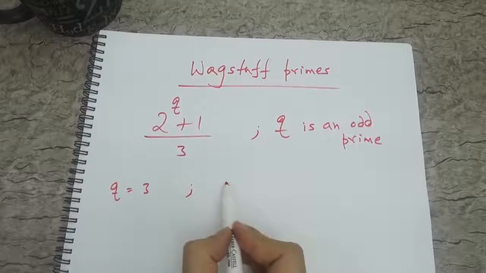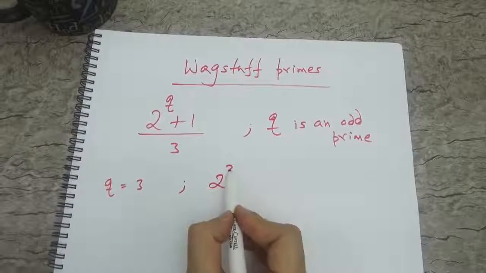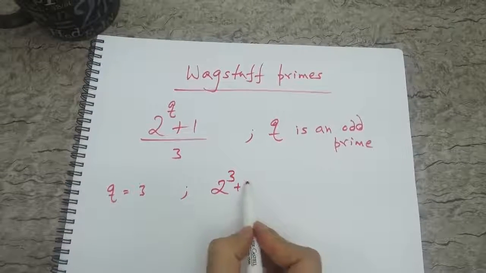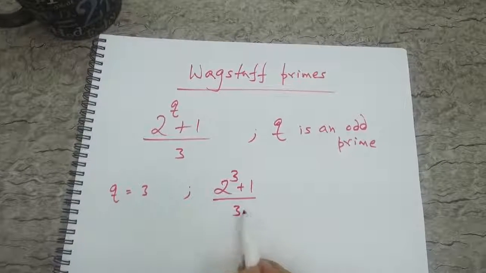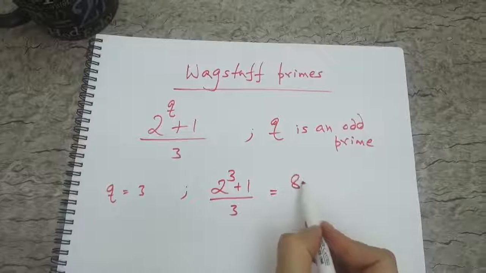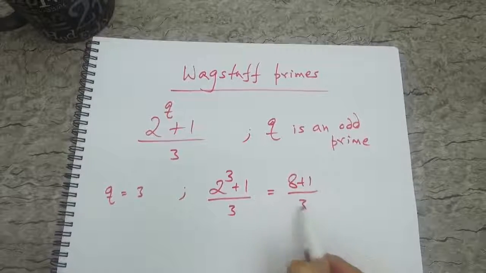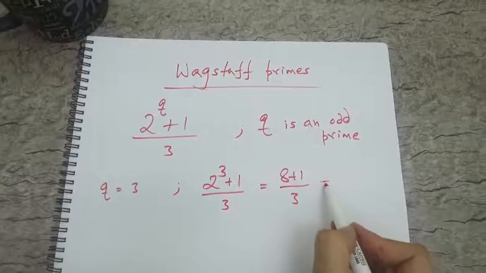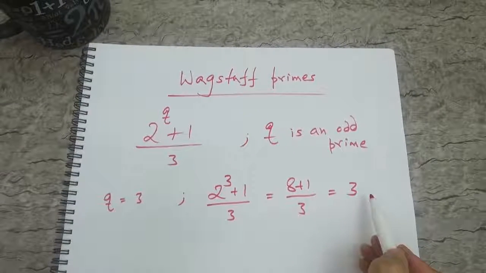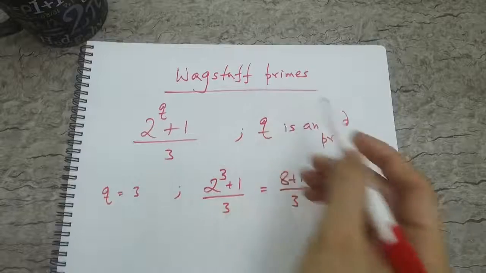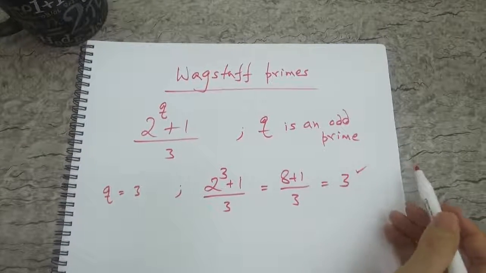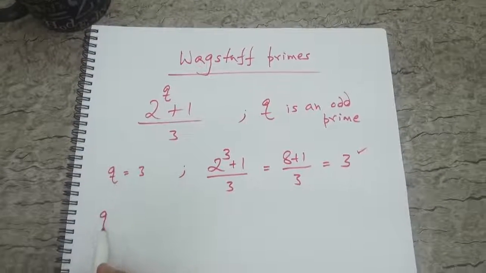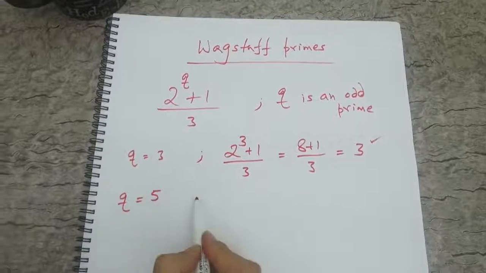Now when we do that, we'll get 2 to the 3 plus 1, divided by 3, which gives us 8 plus 1, divided by 3. 8 plus 1 is just 9, divided by 3 gives us 3, which is a prime, and hence it's also a Wagstaff prime. Now let's consider q is equal to 5.